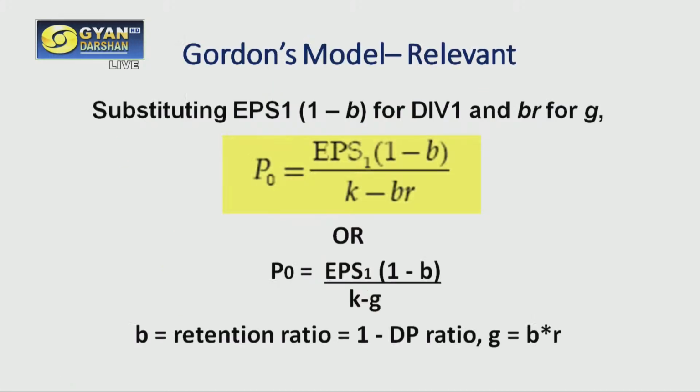By using this particular equation, we can get the formula for Gordon's model. What will we do? We will substitute EPS (1 minus B), and this amount has to be replaced by dividend for the first year. So instead of DIV, which was given in the previous equation, we will now write EPS (1 minus B). Okay, B is retention ratio here. This whole amount has to be divided by K, which is cost of capital, minus B multiplied by R. B is retention ratio and R is our rate of return. And by using this formula, we can calculate the value of P, that is price of the share, using Gordon's model as well.